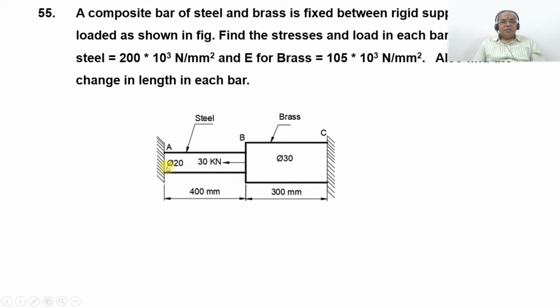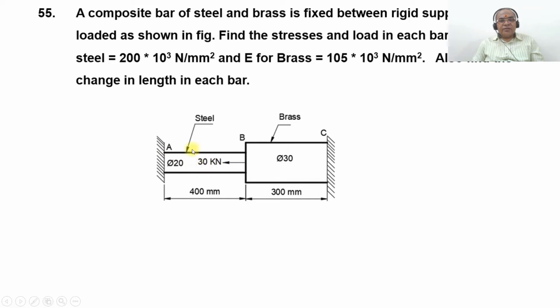So here this is one rigid support, and here this is the other rigid support, wherein the steel rod is the section between A and B, and the brass bar is between B and C. Here the steel rod has a diameter of 20 and the brass bar has a diameter of 30. The length of the steel bar is 400 mm and the length of the brass bar is 300. The load is applied in this particular direction.